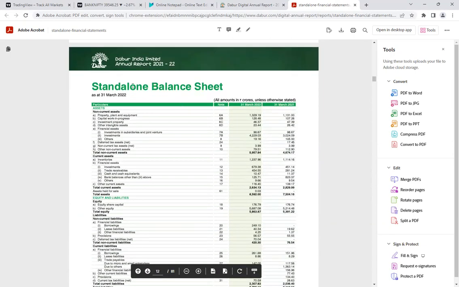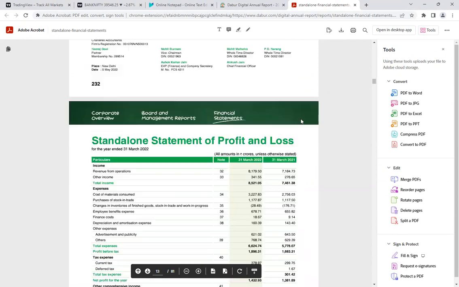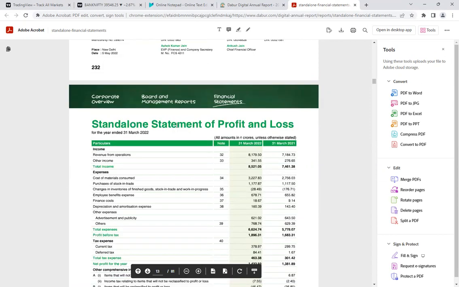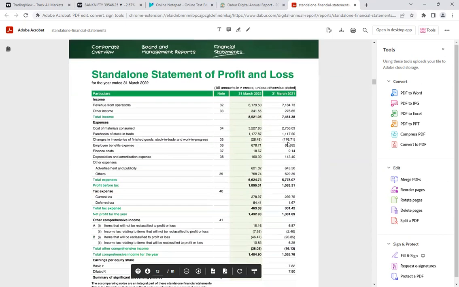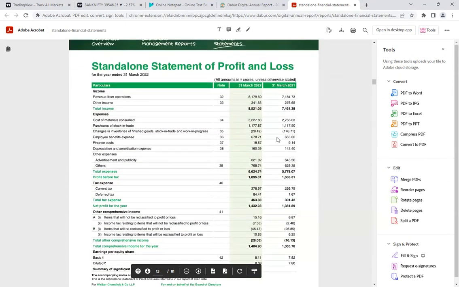So here is the standalone balance sheet. We have done that video. You can refer to the link in the description where I have explained the balance sheet reading. So let us go to the next statement here, the standalone statement of profit and loss. Okay, so this is the statement that we are focusing on now.